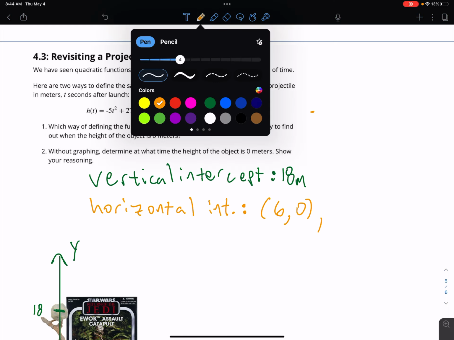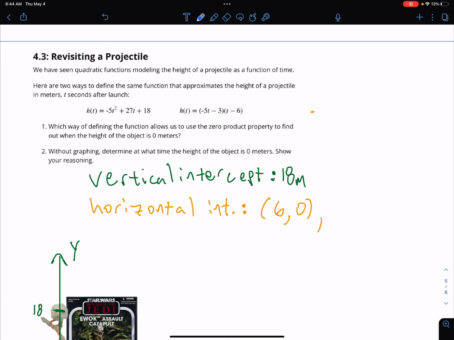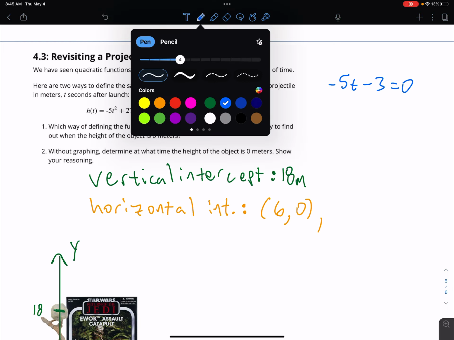What do we got over here? We've got negative 5t minus 3. And what are we doing? We're going to try to make this equal to 0. If we can make negative 5t minus 3 equal to 0, we're going to know where our other horizontal intercept is. So I'm going to do my inverse operations.